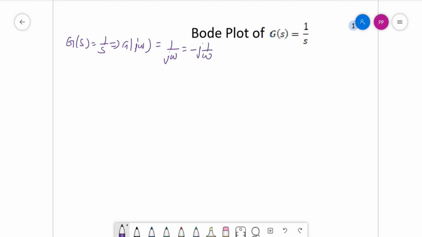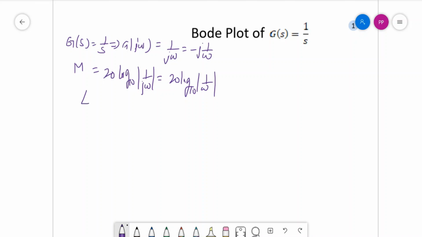So if I want to draw the magnitude of this, it is 20 log base 10 of the modulus of 1 by j omega. So this will become 20 log base 10 modulus of 1 by omega, and the phase will be there for this.